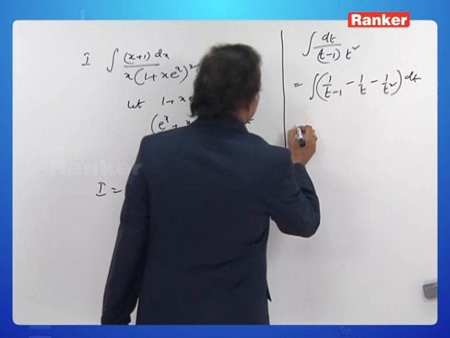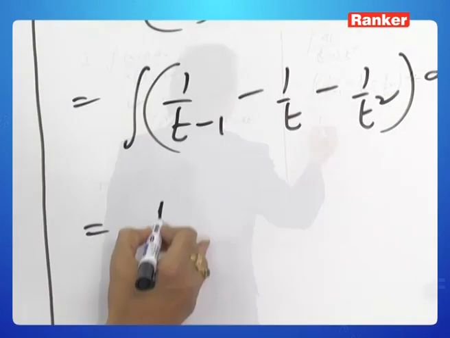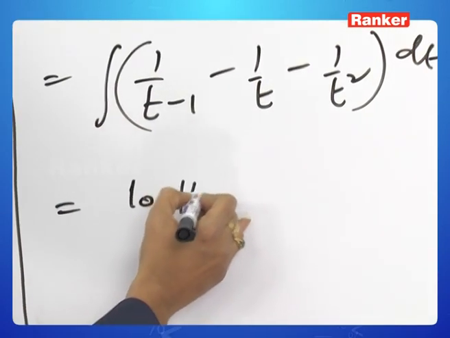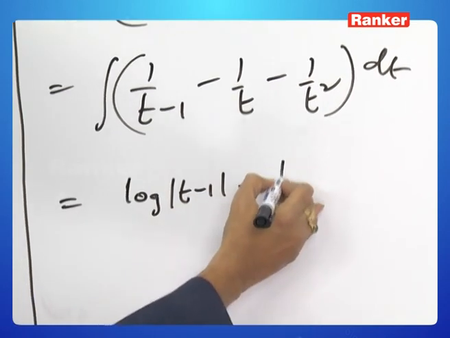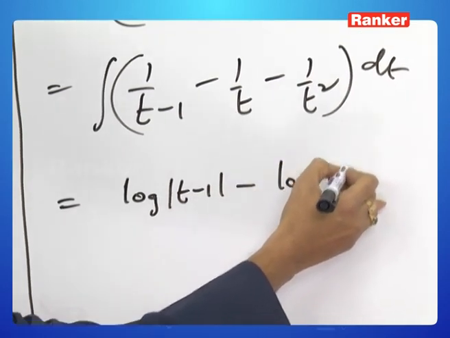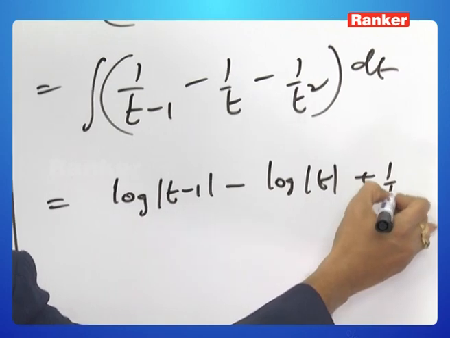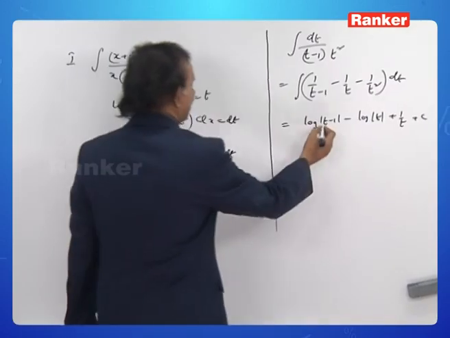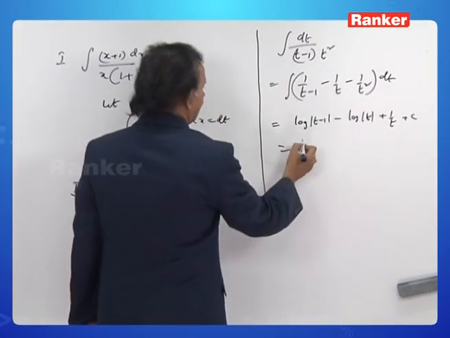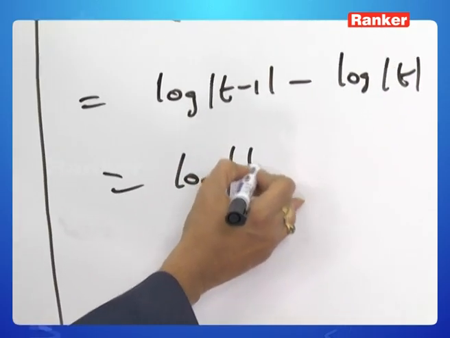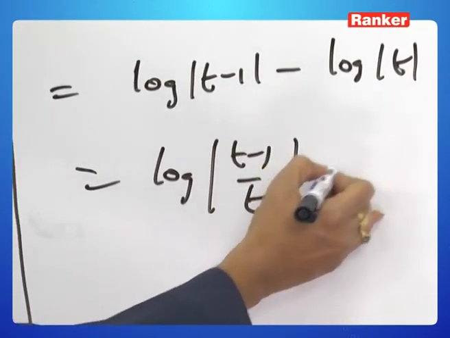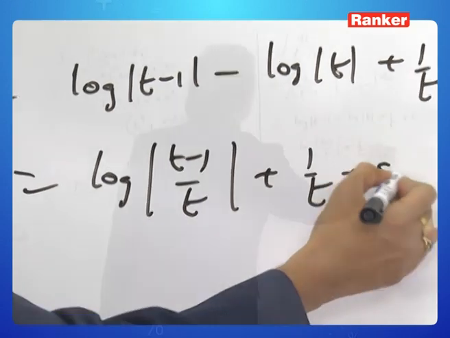What is the integral? 1 by t minus 1 is log mod t minus 1. 1 by t is log mod t. Minus 1 by t square, that is 1 by t plus c. What is log m minus log n? Log m by n, that is log t minus 1 by t plus 1 by t plus c.